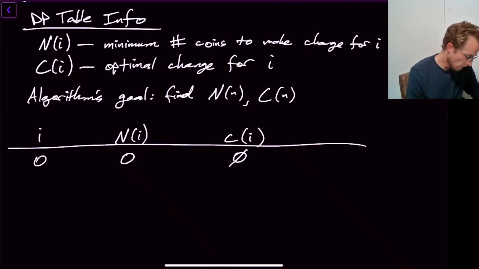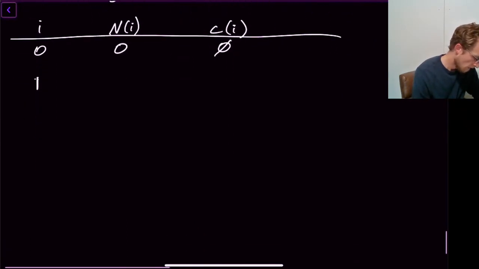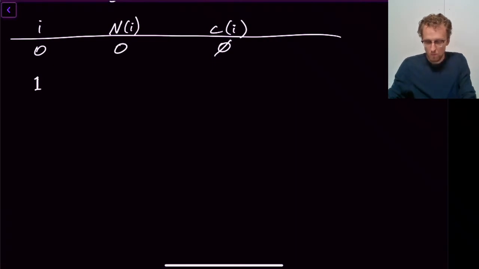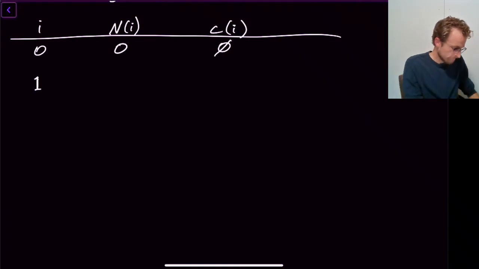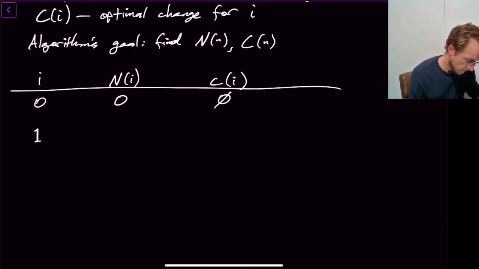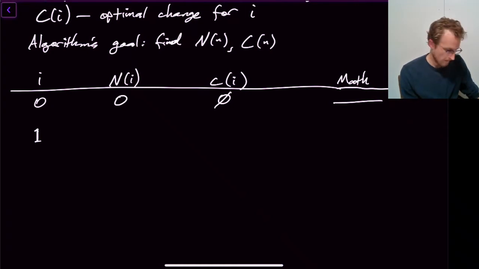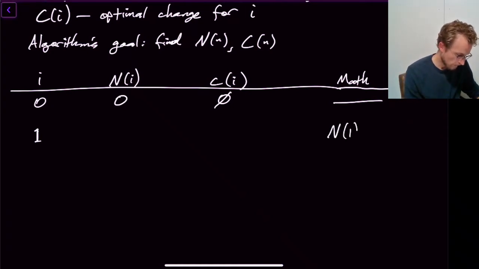Okay, so now what is n of 1? If I ask what's optimal change for 1, what is this? Well, I can be very pedantic about this and say optimal change for 1 can be expressed as, and let me write this as a fourth column, here's the mathematical expression. Optimal change for 1 goes like this: n of 1 equals, there's always going to be a coin, right?